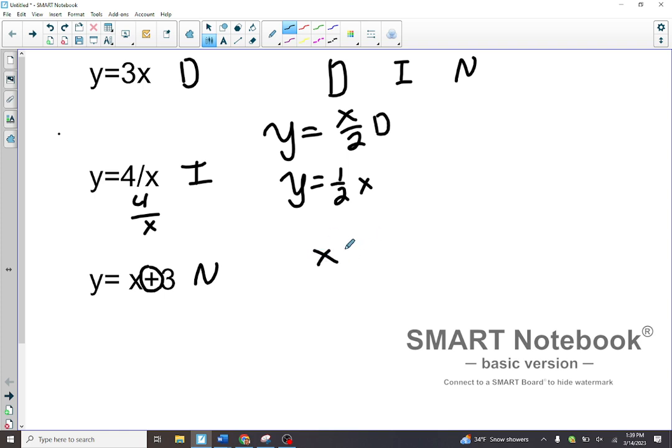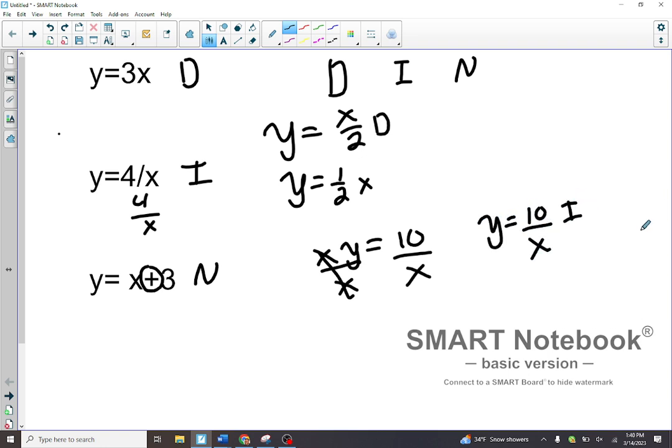But I could give you something like this: xy equals 10. At this point, you might think it's neither, but when you divide by x on both sides, it becomes y equals 10 over x. That's inverse. So there will be a couple of questions just like this, where you identify it, which might involve moving something around. Remember, plus or minus causes it to be neither.